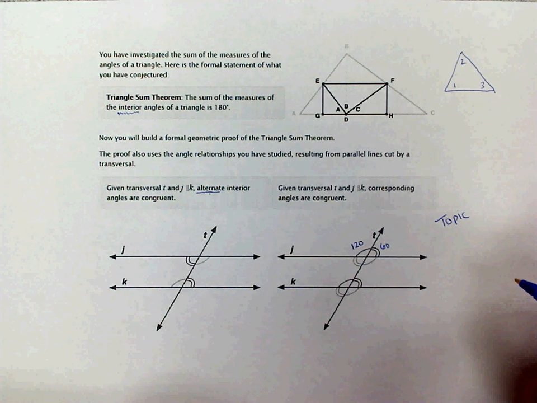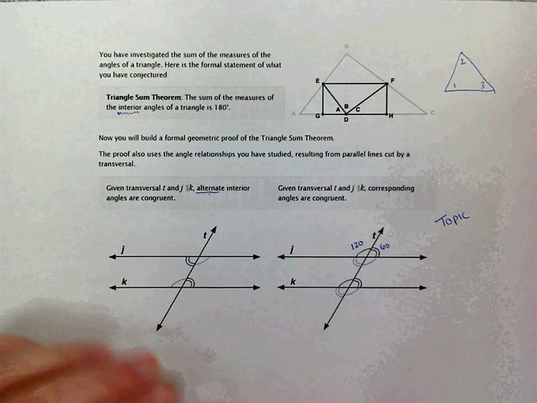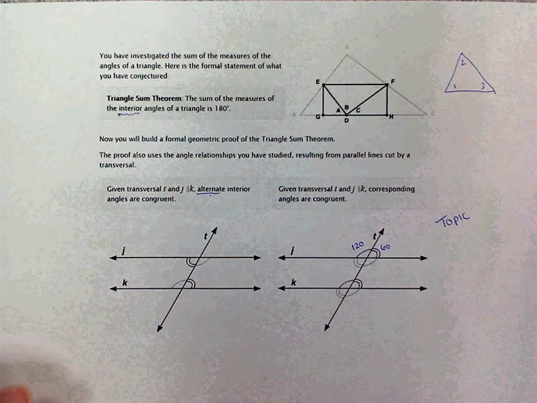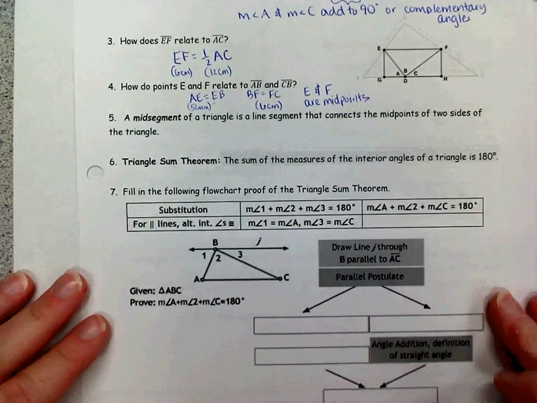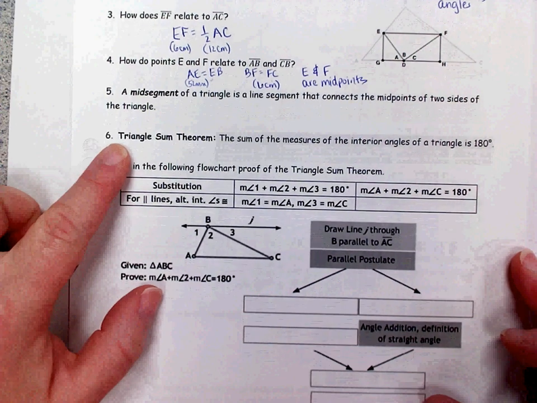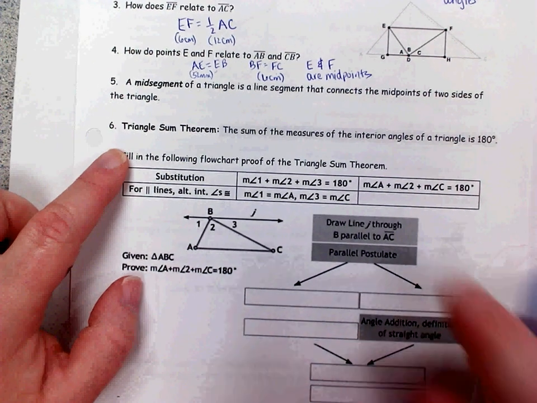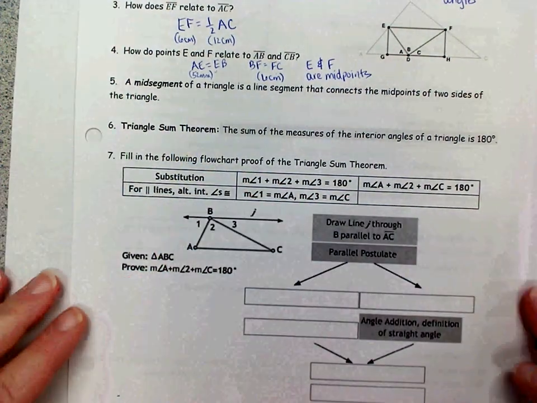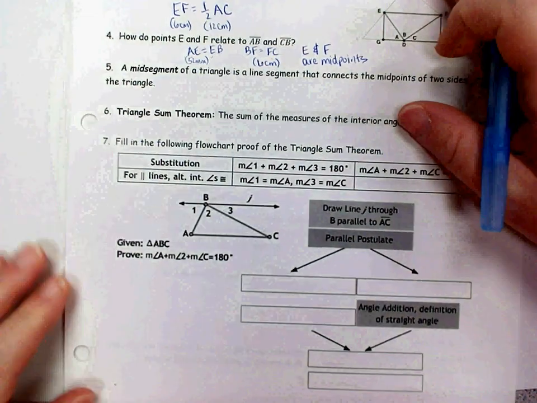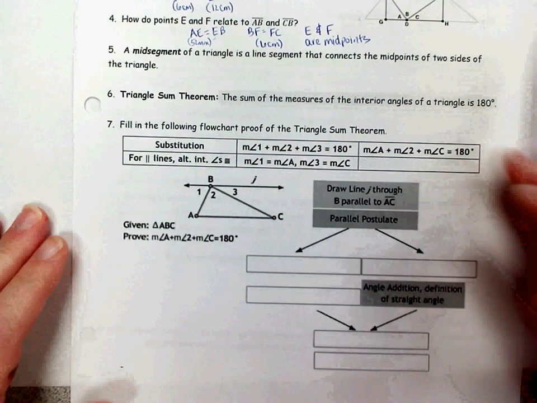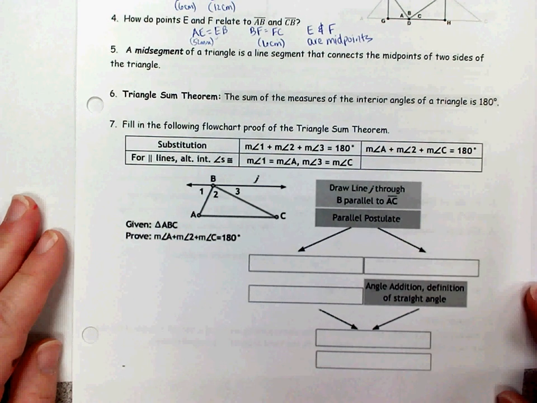So let's look at our proof on our notes from number 7. On number 6 you have just a reminder of what the triangle sum theorem is. You also have the definition of midsegment included in number 5. But in number 7, we're going to fill in this flowchart proof. Remember, we have 2 different types that we mainly focus on, the 2-column and the flowchart.